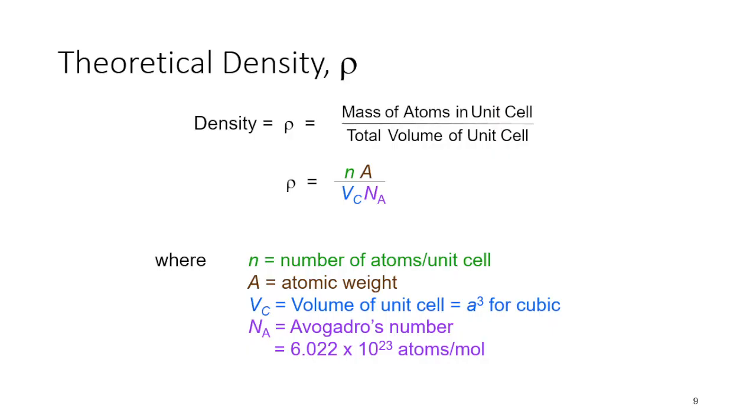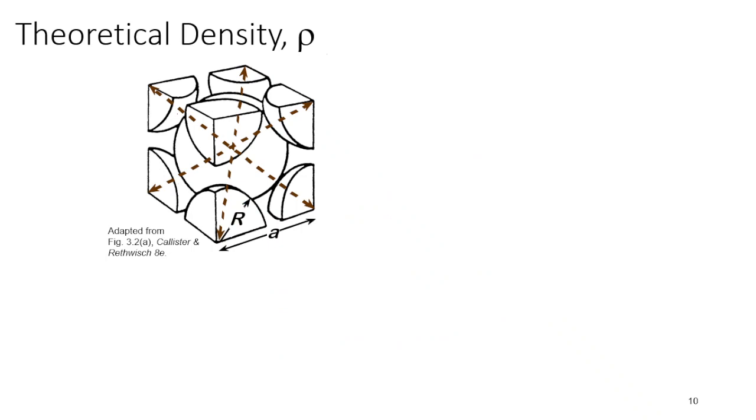Then let's go to the theoretical density. The theoretical density rho of any material is the mass of the atoms in the unit cell divided by the total volume. So what is the mass? Mass is nothing but the number of atoms per unit cell times the atomic weight, divided by the volume of the unit cell and Avogadro's number, right? So let's see for each unit cell. This is a BCC structure, right? And this again is another GATE problem.